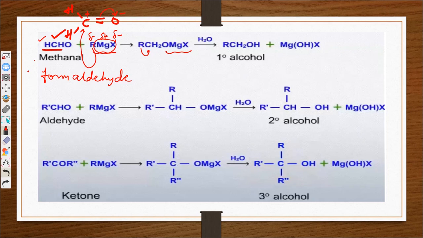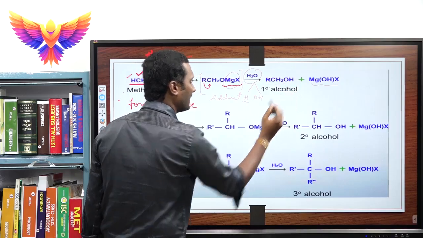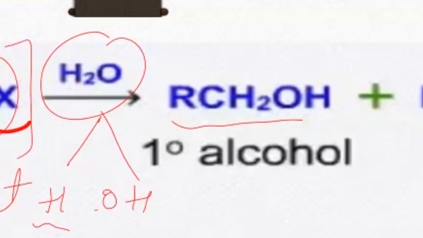So now when this formaldehyde reacts with the Grignard reagent, what we get we call an adduct, or intermediate. When this intermediate is hydrolyzed with water, meaning we take H and OH, the OH will attach with the magnesium halide to form magnesium hydroxide halide, and H will combine with the O to form a 1 degree alcohol. Make note, it is a 1 degree alcohol, students.